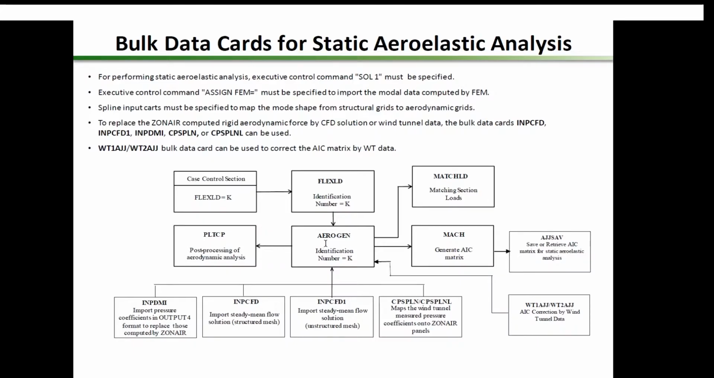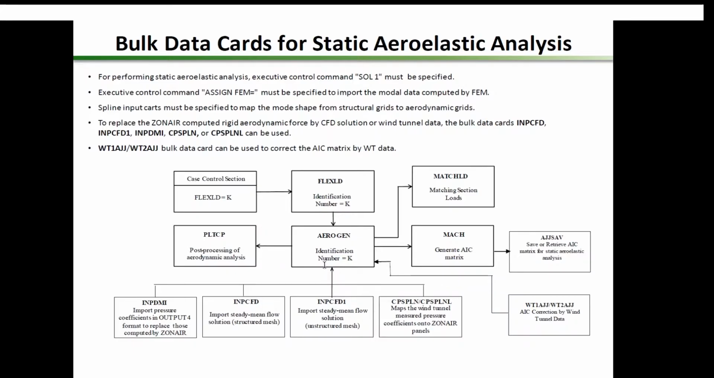FlexLD further refers to the aerogen card, and the aerogen card will calculate two sets of result. The first set of result is the aerodynamic pressure on the rigid aircraft. Another set of result is to generate so-called AJJ, DJK, and FJK matrix to compute the derivatives.